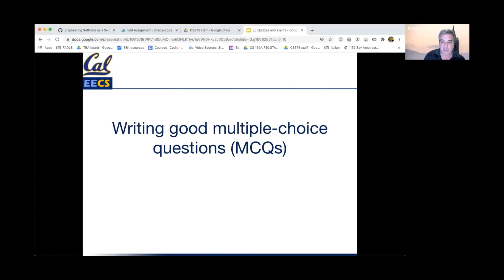So with that, let's talk about multiple choice questions. No one is saying that they're the answer to all of life's problems when it comes to creating exams, but they do have a role to play. They're appealing because they can be graded automatically. They can be randomized in various interesting ways, but there are some well borne out rules of thumb for how to create good multiple choice questions. So I'd like to go over some of those.